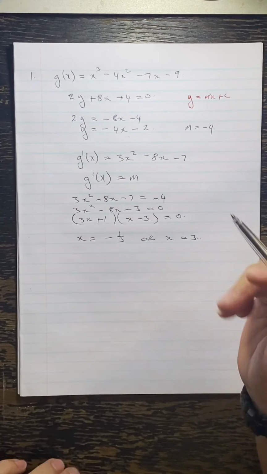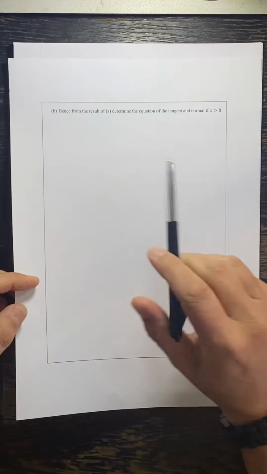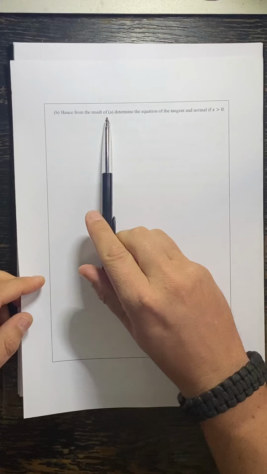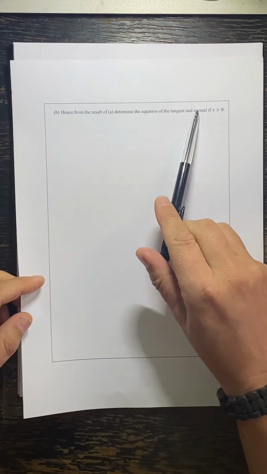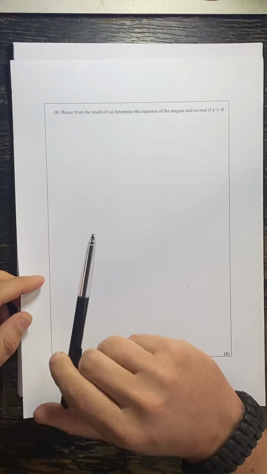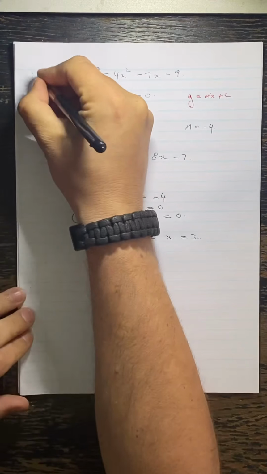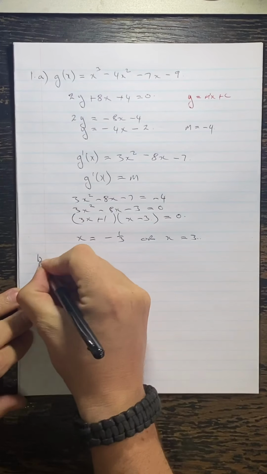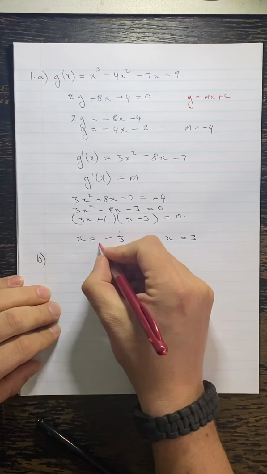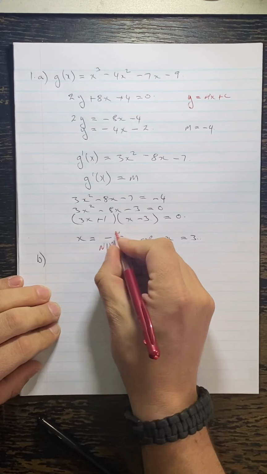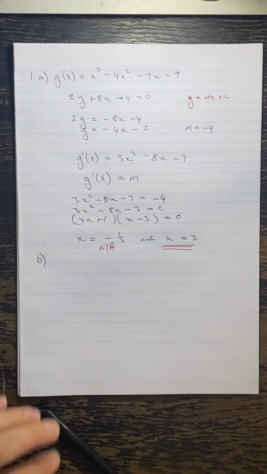Okay, so now we're going on to the second question. And the second question is saying, hence, from the result of A, determine the equation of the tangent and normal if x is greater than 0. So we need to find the equation of the tangent and the normal. And they said that x must be greater than 0. So that means that we can't have this one because that is not greater than 0. The one that we are looking at is x is equal to 3.